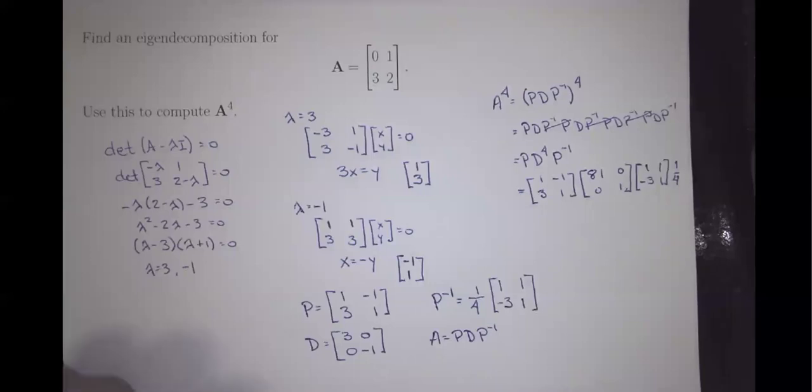And so you have to multiply 3 matrices here. Computing A to the 4 directly requires multiplying 4 matrices. And in fact, if you wanted to compute a higher power, like A to the 10, it still only requires multiplying 3 matrices, rather than some multiple of A. So there you have it.